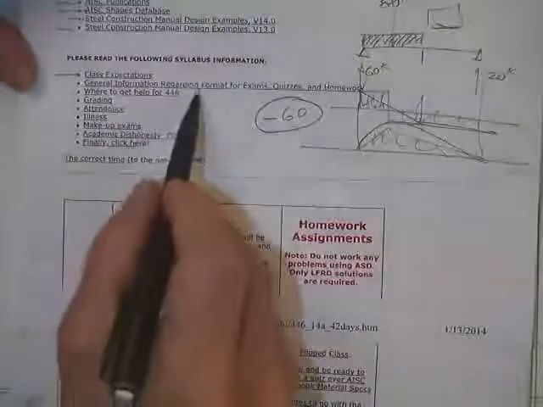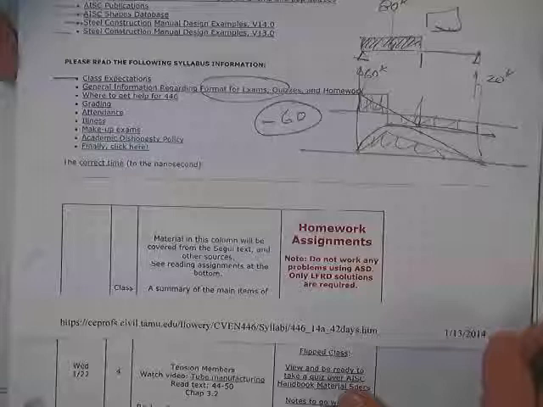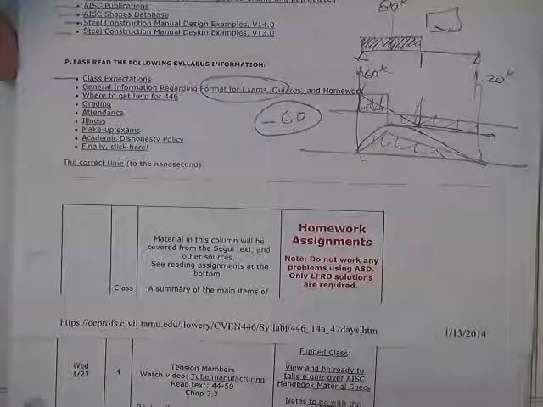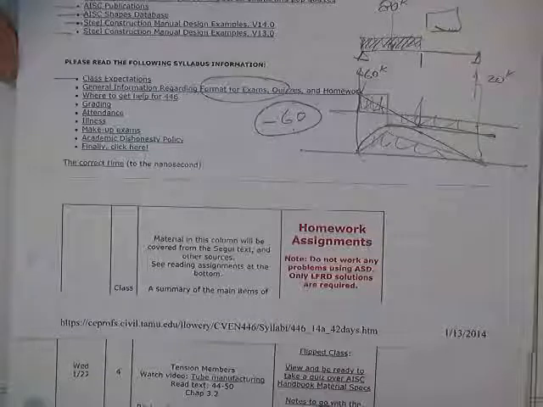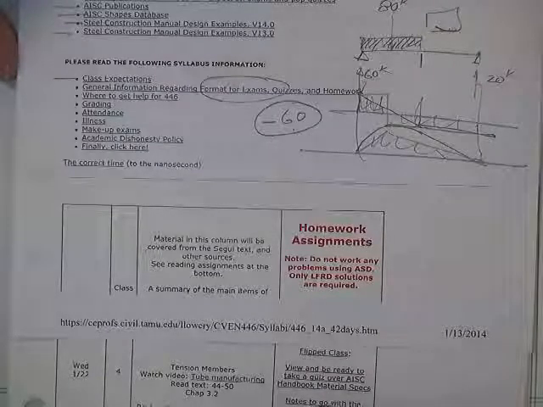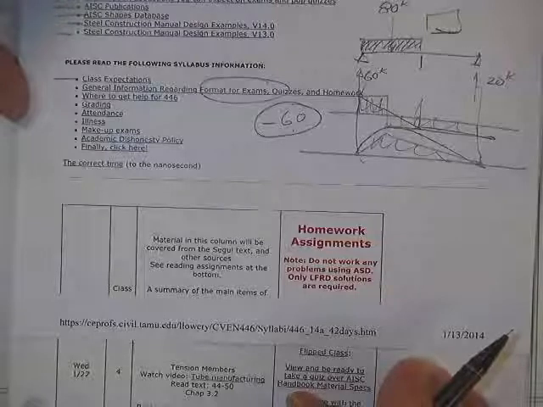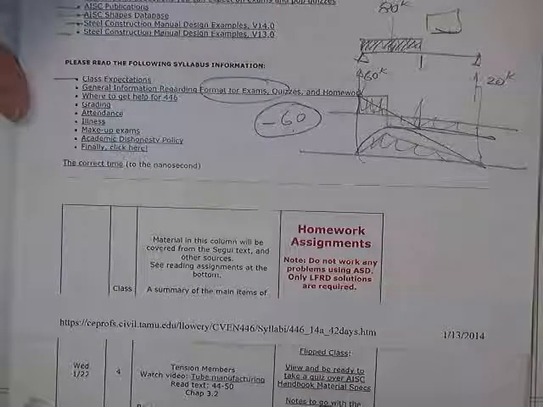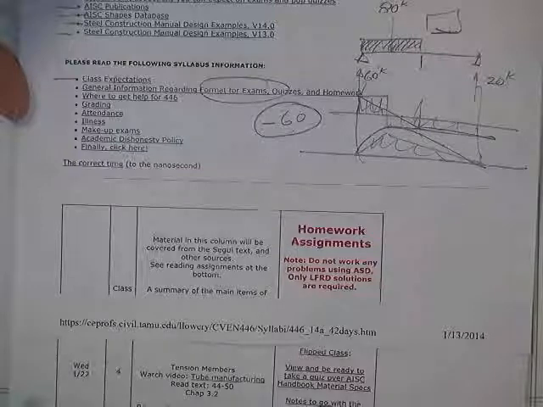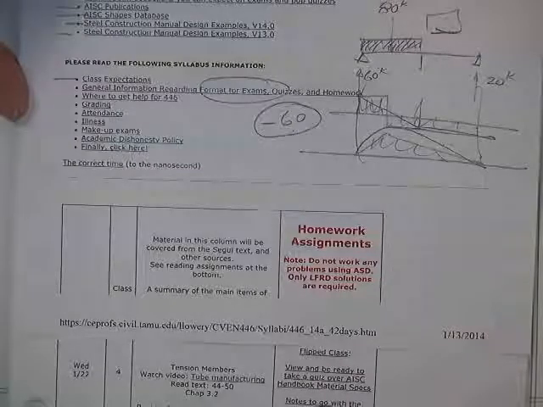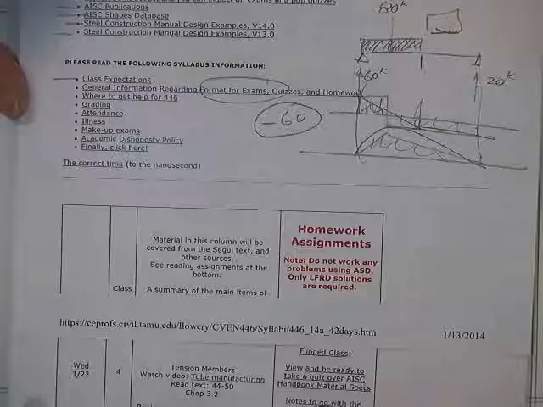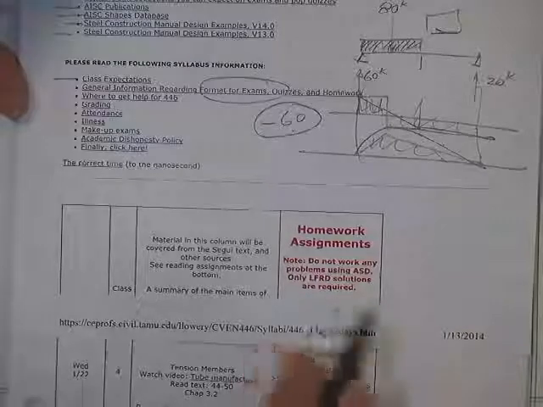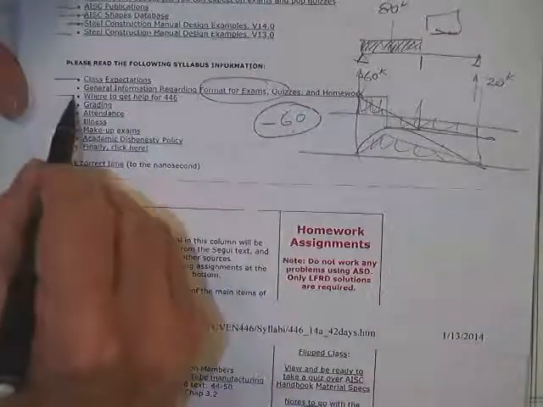Class expectations: click on it and read it. General information regarding the format for the exams. I'll just say that in this class, I hope by now somebody has made you purchase and use lined, ruled, gridded paper with AISC written all over it, front of the page only. You can write on the front. If you write on the back, be sure you put a note on there telling me to look on the back of your exam page especially. I don't care if it's the back side of a bunch of paper you got out of a dumpster, because that's all you can afford, fine.